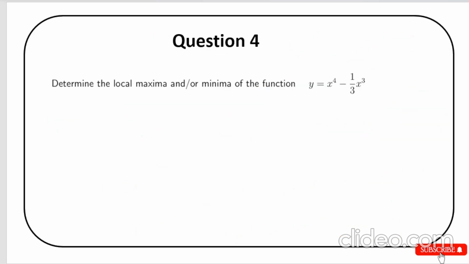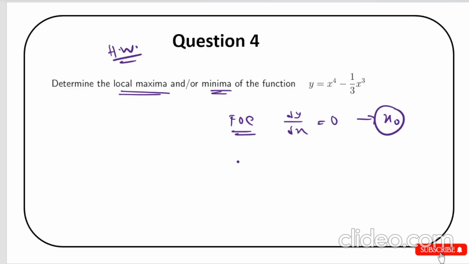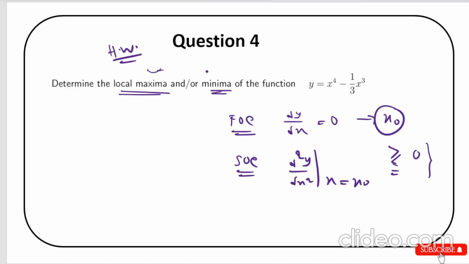Okay. Now this is the fourth question. This is again your homework. This is the same question, find out the local maxima and minima. So again you have to do dy dx, set it equal to 0. That will give you your first order condition, and this will give you your stationary points. And then you have to check the second order condition, find d2y by dx2, and check that on these stationary points and find out whether they are less than 0, equal to 0, or greater than 0. Right? This will give you your criteria of local maxima and local minima.